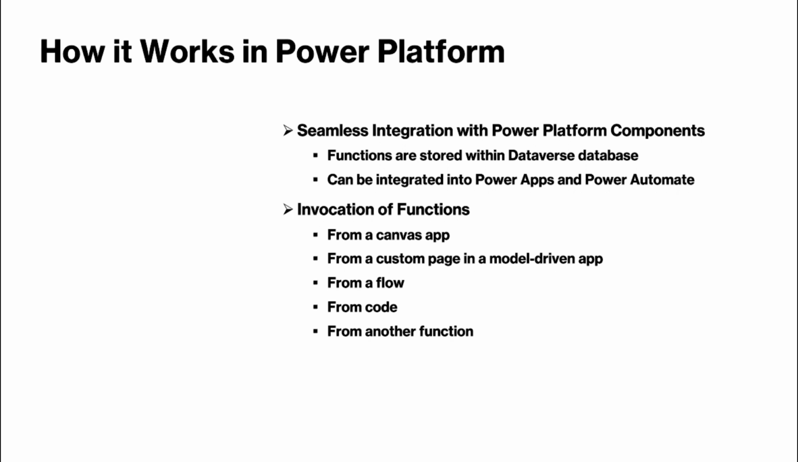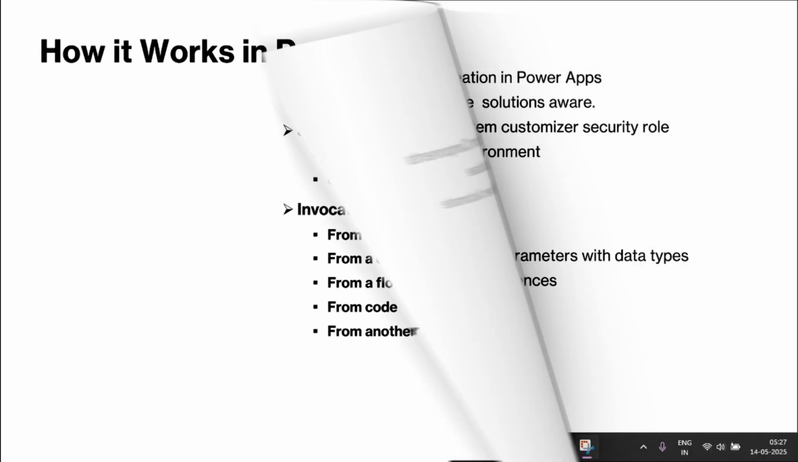Now, how do these functions work in Power Platform? These functions can seamlessly integrate with Power Platform components. These global functions are stored in Dataverse and can be integrated into Power Apps and Power Automate very easily. Invocations of these functions can be done from a Canvas app or from a model driven app or from a flow and from other functions as well.